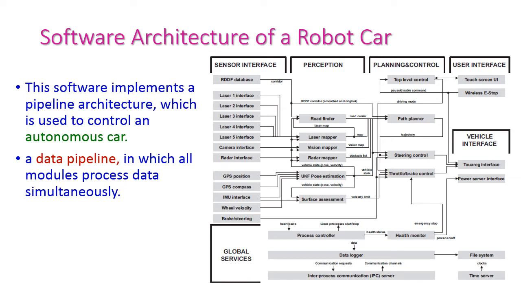Here let us see the pipeline architecture for an autonomous car. Here is a data pipeline in which all modules process data simultaneously. By using data pipelines, all modules will process the data simultaneously. Here we have different types of modules. For connecting all the modules, the data pipeline is used.